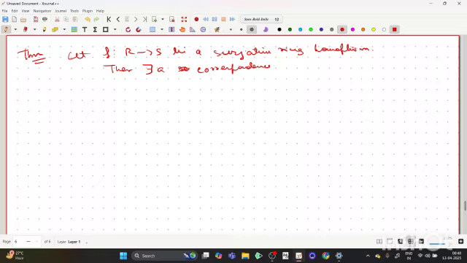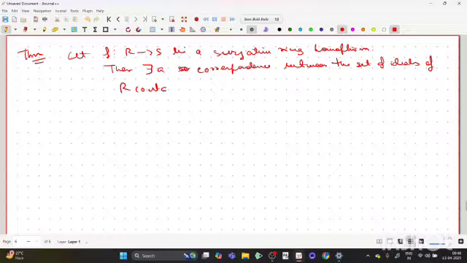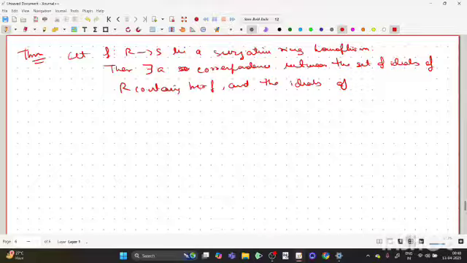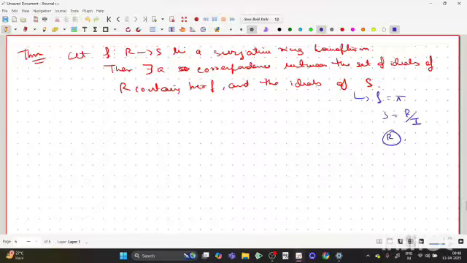between the set of ideals of R containing the kernel of f and the ideals of S. So for the corollary, you can choose f to be pi, S to be R mod I, and R as usual. So let's see.